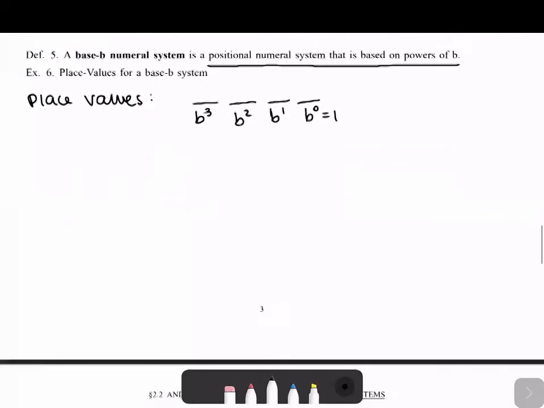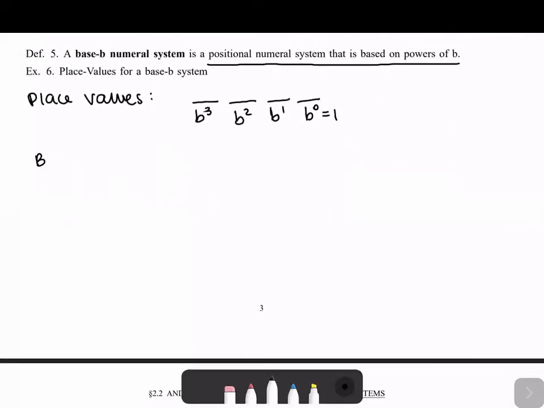So let's look at some examples. So let's look at base 5. So base 5 has the different digits 0, 1, 2, 3, and 4, right? So if we were in base 10, we would have digits 0 through 9, right? Up to, but not including 10. And it's the same for base 5. We have 0 up to, but not including 5. And we can have different numbers here, right?